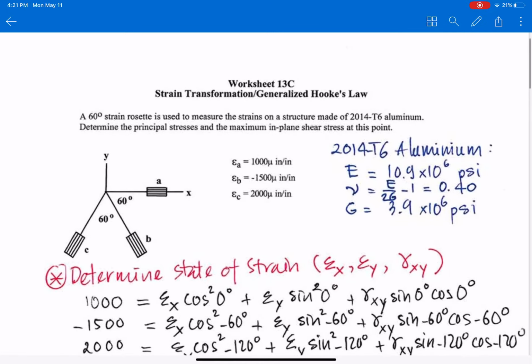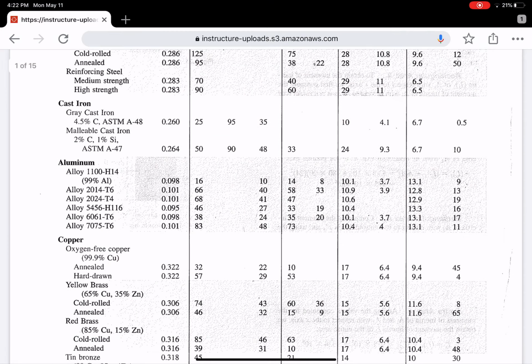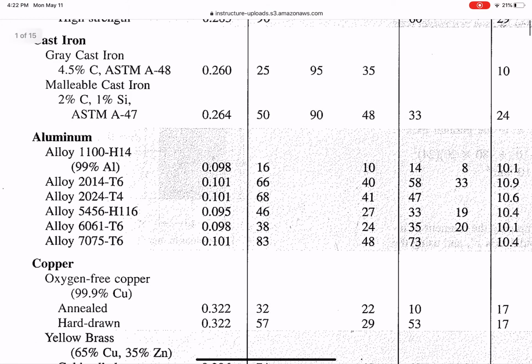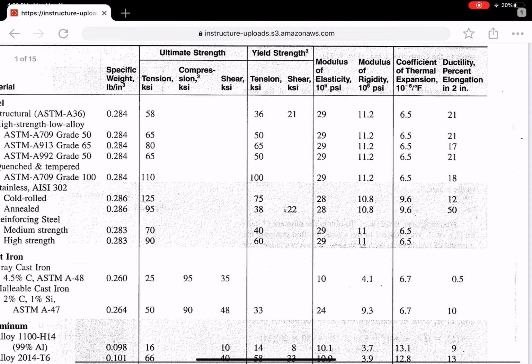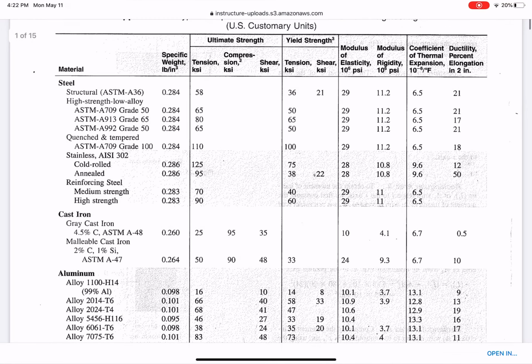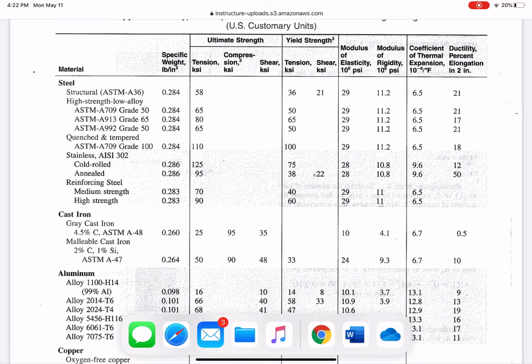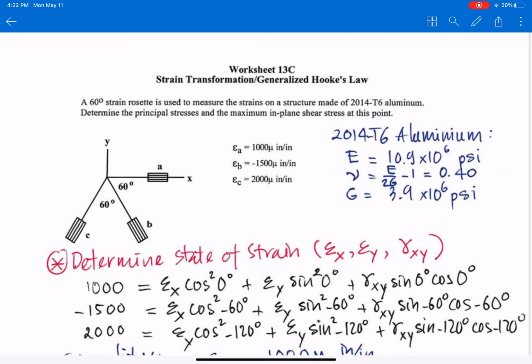As you can see, for aluminum, this problem doesn't give us the Young's modulus, Poisson's ratio, and the modulus of rigidity, but you can go to Appendix B for the aluminum 2014 T6. You can find the modulus of elasticity, modulus of rigidity, and Poisson's ratio from the reference data card that you have. From that reference, we get E equal to 10.9 times 10 to the power 6 psi.